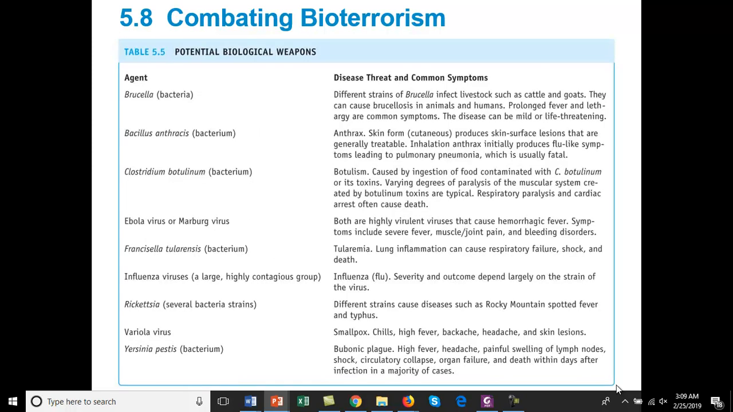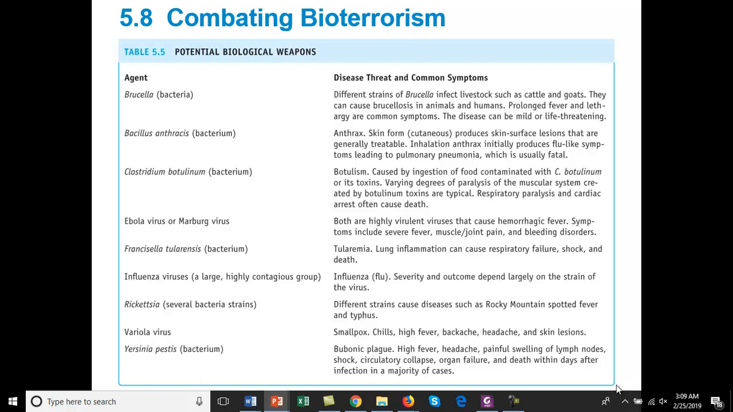Okay, here are the different biowarfare agents. Brucella causes brucellosis, and it is a zoonotic disease, so it affects animals and humans. Bacillus anthracis, which is anthrax. Skin anthrax is not lethal, however, inhaled anthrax is. Clostridium botulinum, which you would find in food poisoning. These toxins are paralytic, so you actually get some sort of paralysis from them. Ebola virus or Marburg virus are quite virulent diseases. These are both hemorrhagic fevers, so you start to hemorrhage from your orifices.